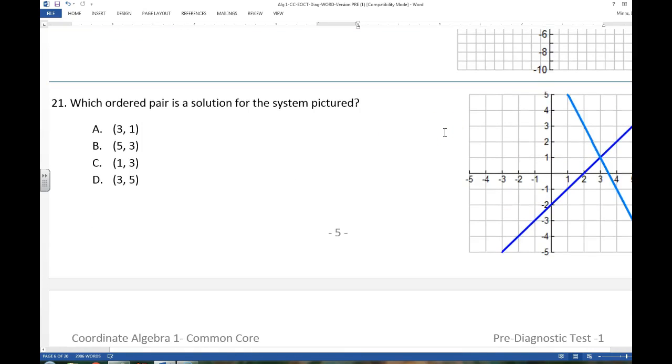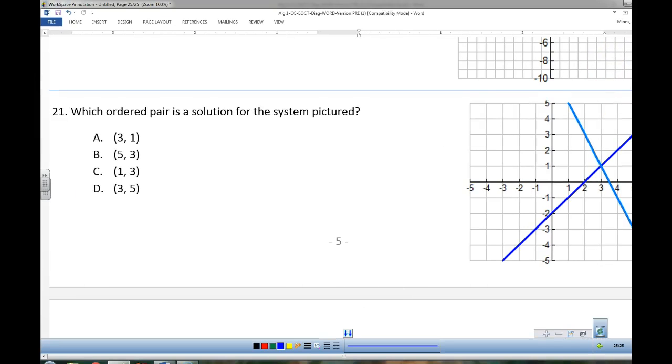Alright, going down to problem number 21. Which ordered pair is a solution for the system? Now, to be a solution for a system, a solution is where the two lines meet. So this is the easiest problem on this whole paper probably. Where do these two lines meet? They meet at 3, 1. Done. A. They meet at 3, 1. That's all we had to do.